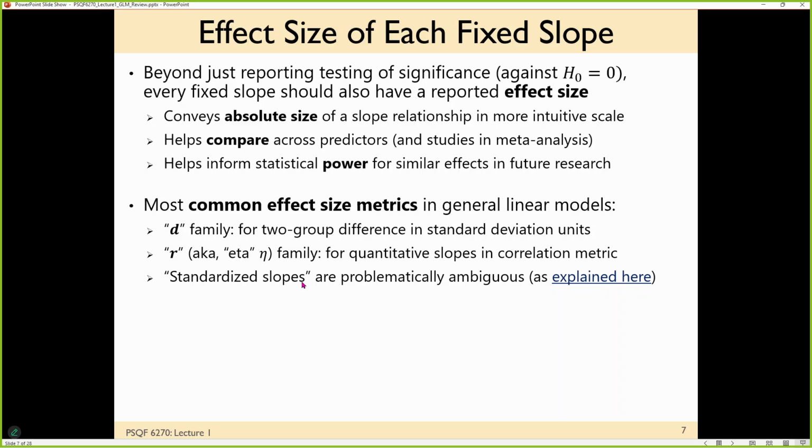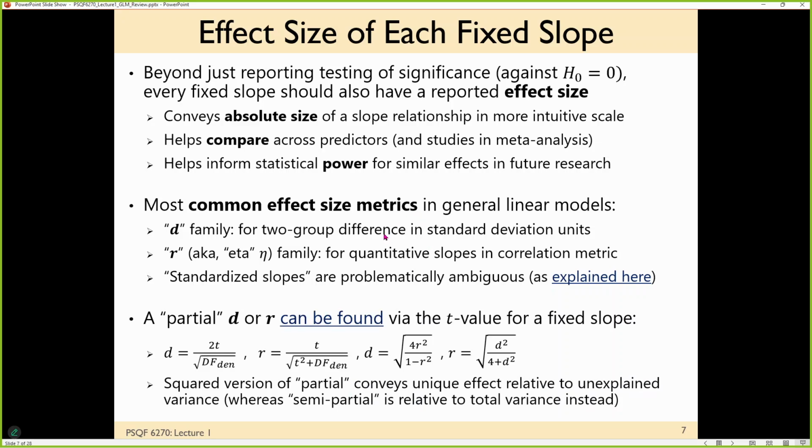Standardized slopes I don't like. Here's a blog post you can read for why. I didn't write it, someone else did. I'm not the only one who doesn't like them. They're ambiguous, and they also go away in these models too, so they're gone.